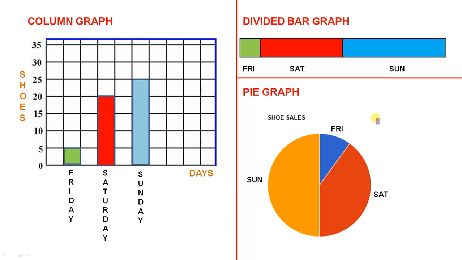The pie graph is also a very good visual representation of data and information, and a similar picture emerges. A pie graph is normally a circle, and then you have these areas in the form of sectors. And again, you can see that Saturday and Sunday are very large areas. Friday, not much is happening.